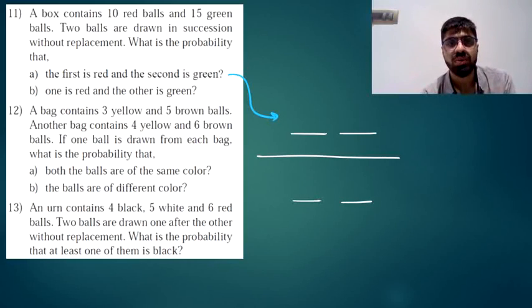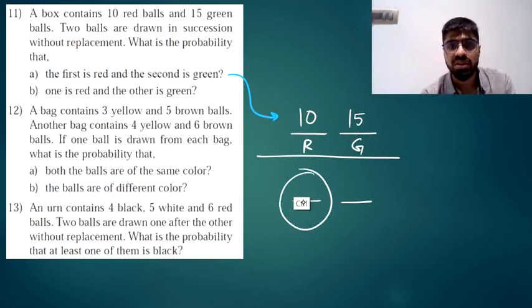So the first one to be a red ball, how many red balls do you have? 10. So the first blank can be filled in 10 ways because you can select a red ball in 10 ways. The second ball needs to be green. So in how many ways can you select a green ball? That's 15 ways. Now the total number of cases, the sample space.